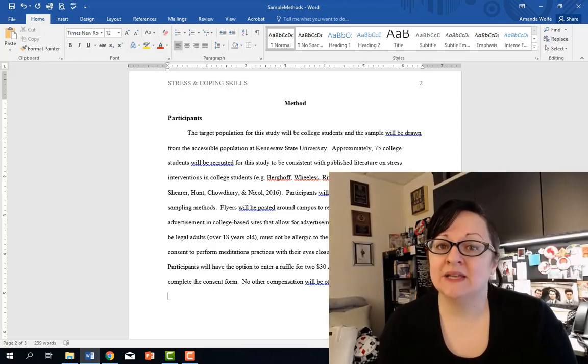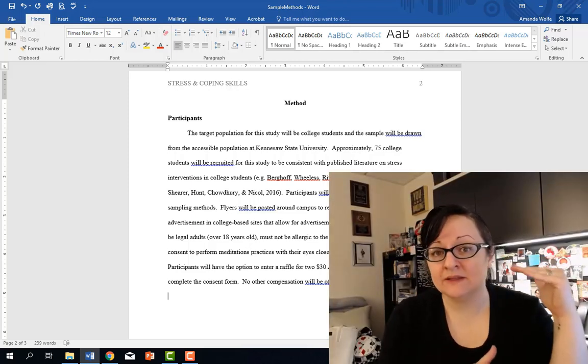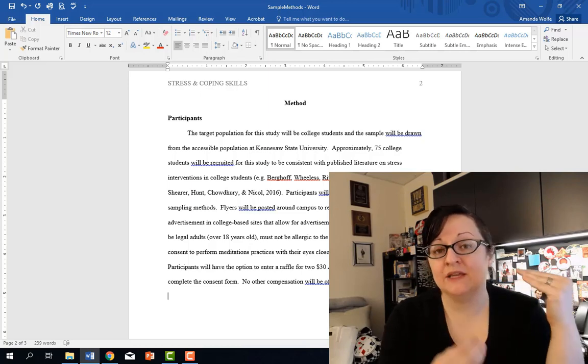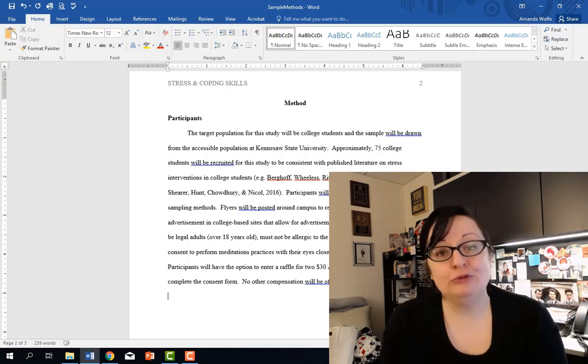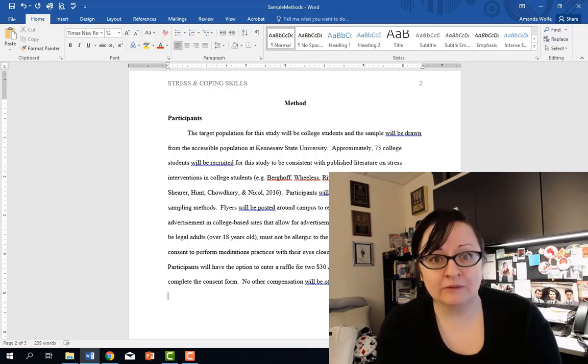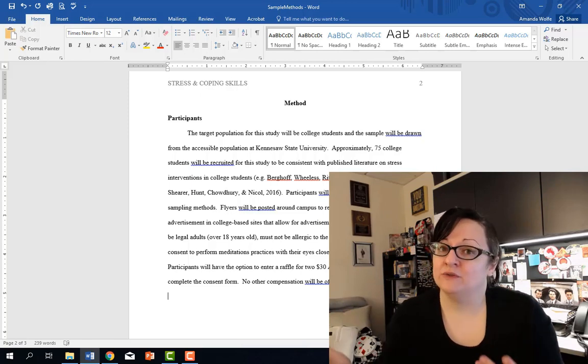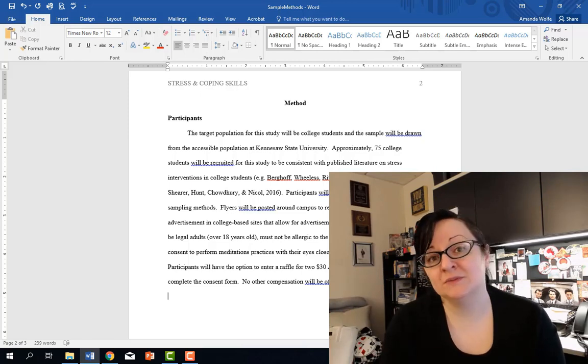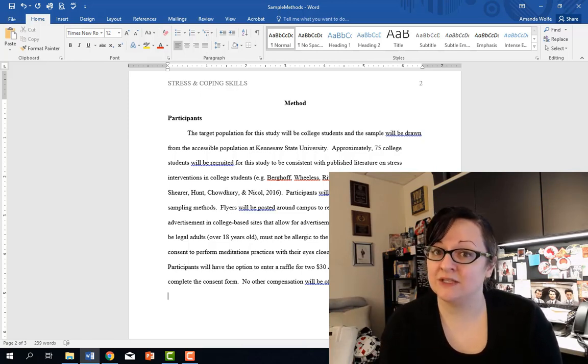Remember, to do a random sample, you would have to have a list of everybody that's in the population so that you could randomly draw from that list. You, a college student, do not have access to an entire list of everybody here that's at Kennesaw. So you can't randomly sample. You'll have to use something else. And again, what's most feasible for you as college students is convenient sampling.